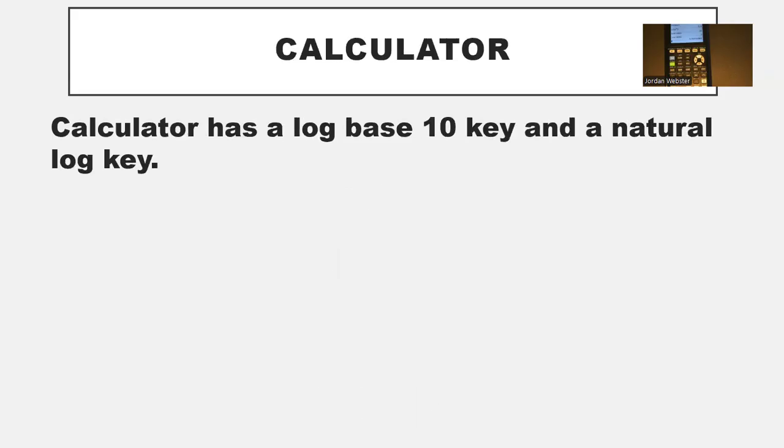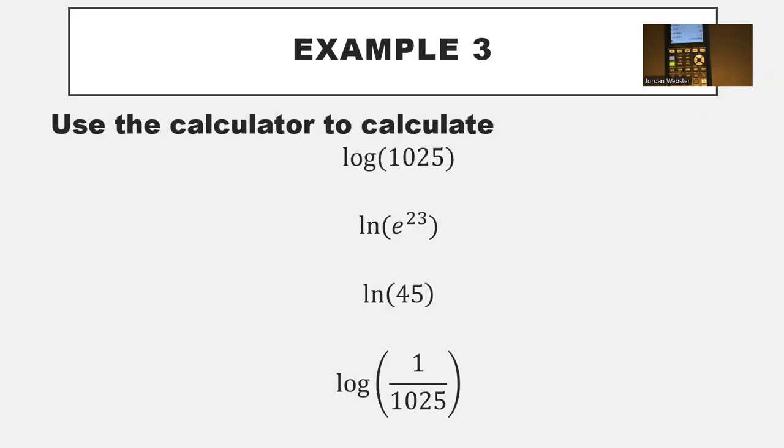So that's what we just saw. The calculator has log base 10 and the natural log, and then we can calculate any number we want. We already did the first 2. By the way, you can do natural log of 45. That's going to give you some irrational number. Instead, I want you to just type in log of 1 over 1025 on your calculator. Log base 10, 1 over 1025.